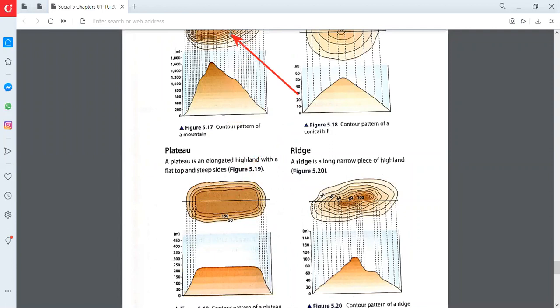The mountain looks like this on the map. And a hill looks like this on the map with the help of contour lines. In the contour lines, these pictures are not there. Only these pictures are there. So if you see, they are showing it's a 50-meter height. It's a 150. So they are showing that it's a plateau.